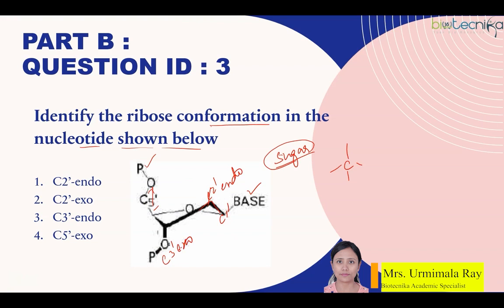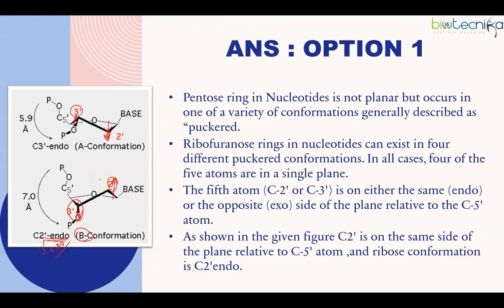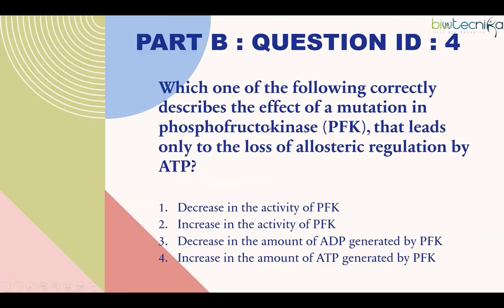So we have to see what the options are. Definitely not this, and this is also not correct. So option 1 is the correct option. Option 1 is the right answer. This is from subunit 1B, which talks about the structure of nucleotides. They ask very specific types of questions from this subunit.